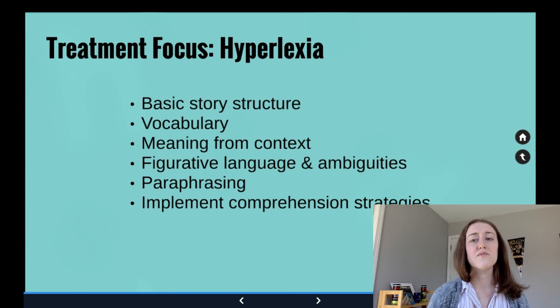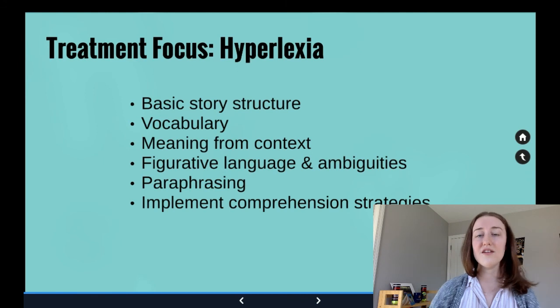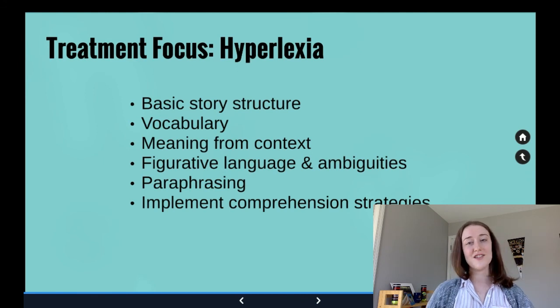And then there are some strategies they can use to self-monitor their own comprehension, which they can learn within some speech therapy, so they can figure out if they're actually understanding it on their own or if they're going to need to reread and focus a little bit more on what they're actually reading.